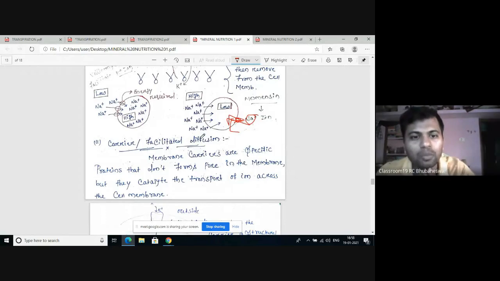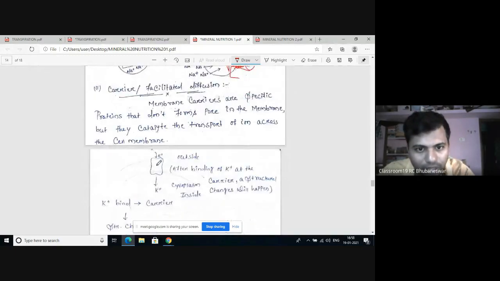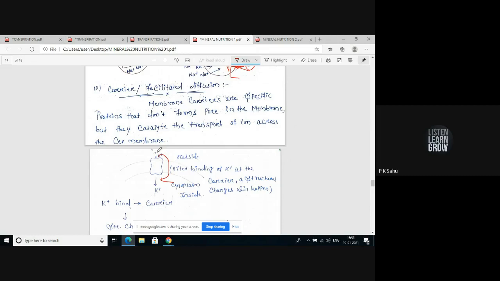Transport mediated by carrier proteins is known as facilitated diffusion. Here there is no energy involved. Look here, suppose this is the carrier protein. The K plus binds here. After the K plus binds, it brings the K plus into the cell. After the release of the K plus, this protein comes back to its place to pick up another K plus.